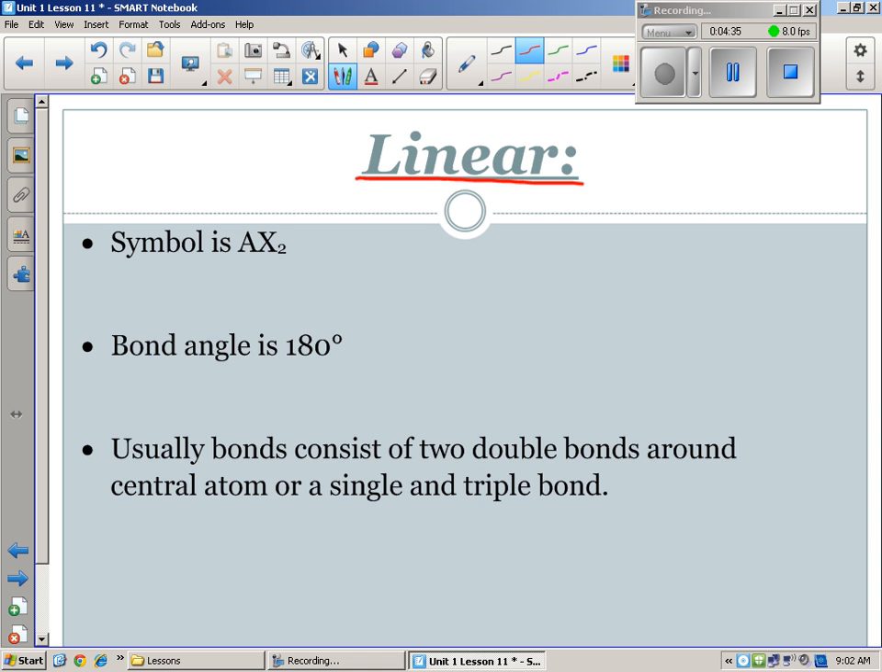Linear has a symbol that's AX2, so these all go together. If it's AX2, it's called linear. If it's linear, it's AX2. If it's AX2, the bond angle is 180 degrees. If it's linear, the bond angle is 180 degrees. Right?